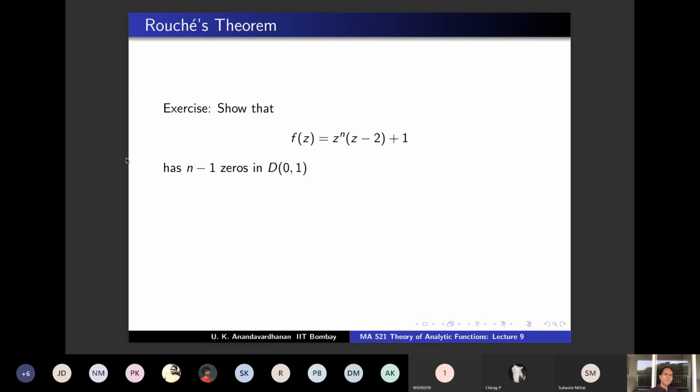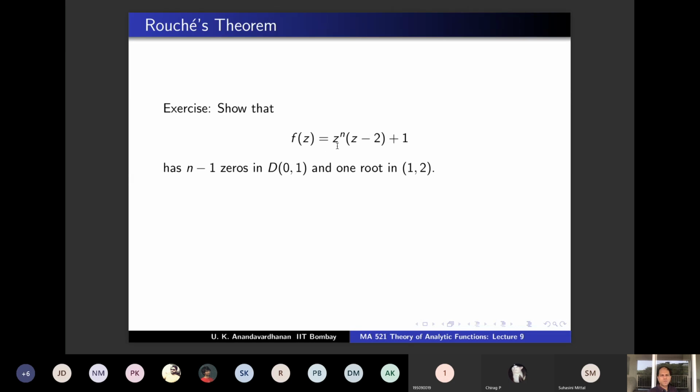And show that this has n minus 1 zeros in D01 and 1 root in (1, 2). One root in (1, 2) is clear: at 1 it is negative and at 2 it is positive. And n minus 1 zeros in D01. So 1 plus n minus 1 is n, whereas this will have n plus 1 roots.